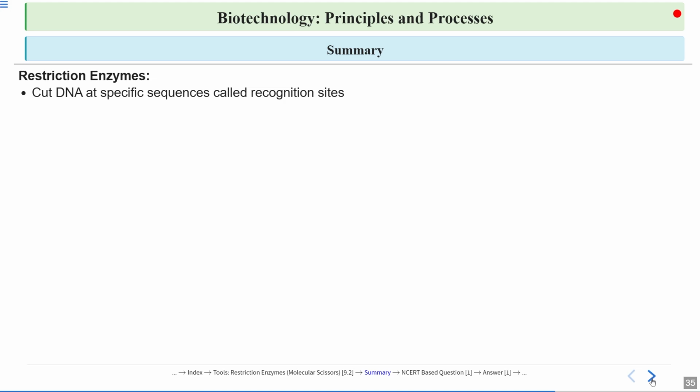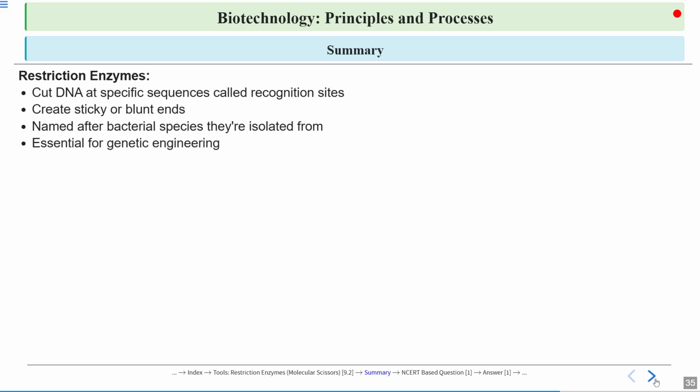so the summary of this whole thing is that the enzyme cuts the DNA at a specific sequence called the recognition site. It creates sticky or blunt ends. Sticky ends are the overhanging stretches. But what are blunt ends? What happens when there is a cut directly in between, at the same position of both the strands? It will make an end which we call a blunt end. Restriction enzymes are named after the bacterial species they are isolated from. Okay, it is very essential for genetic engineering.